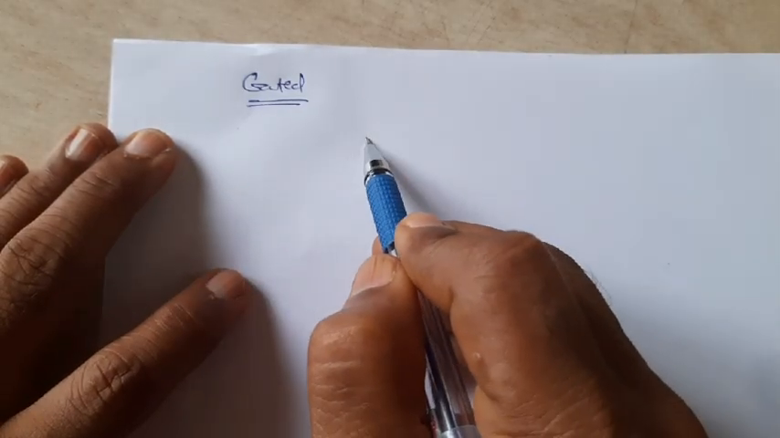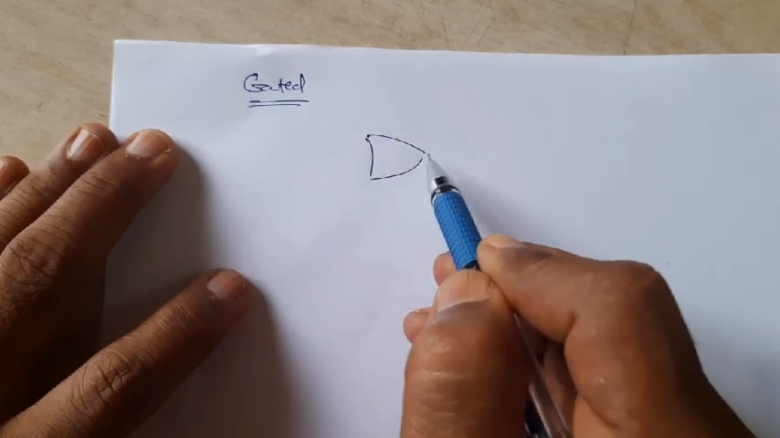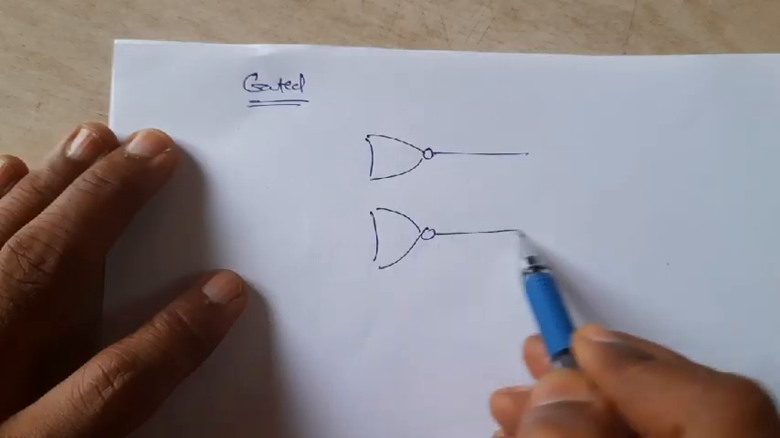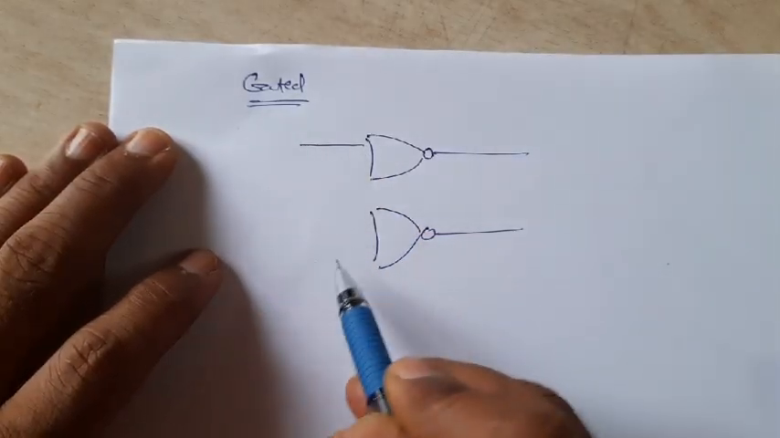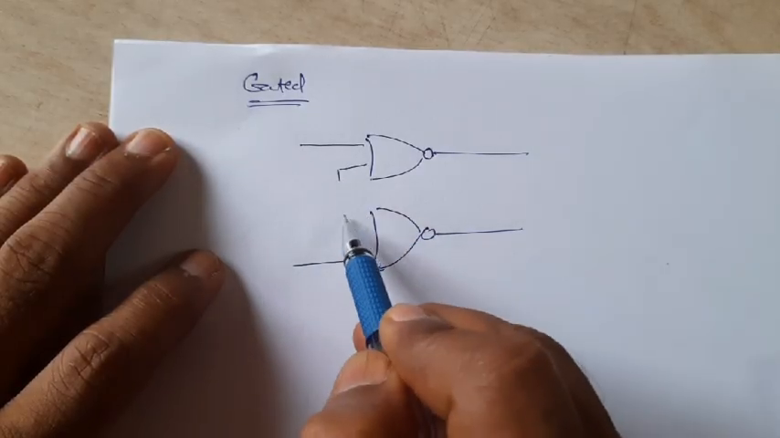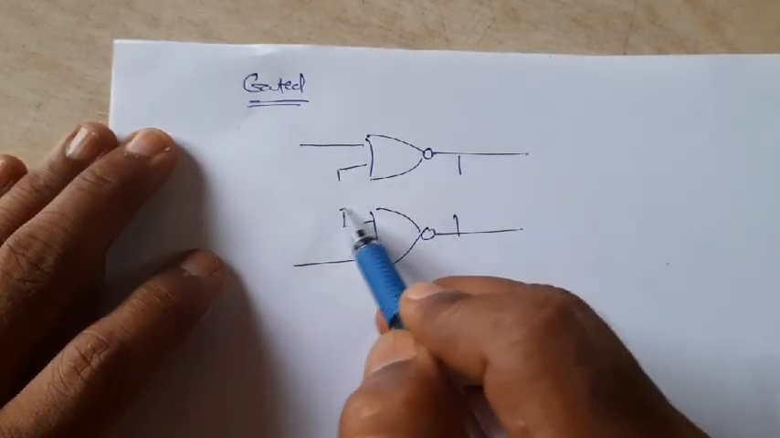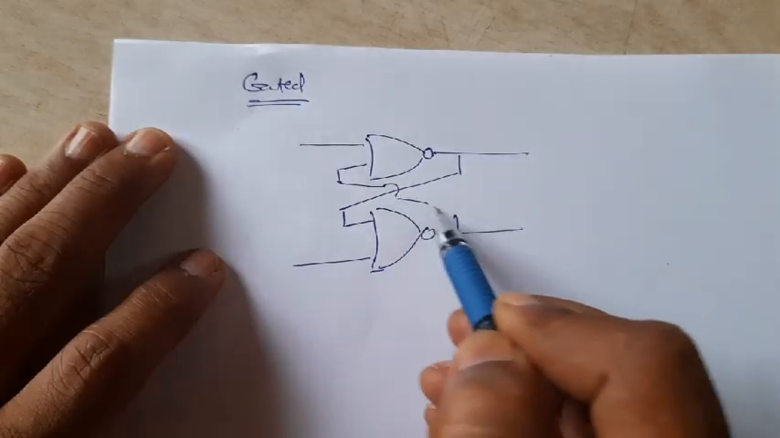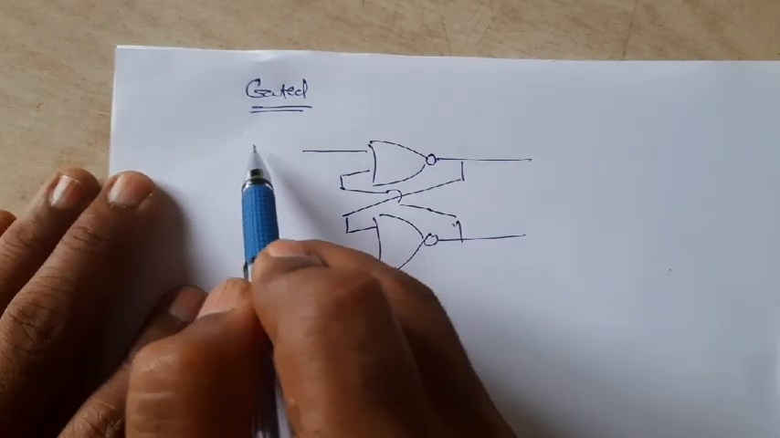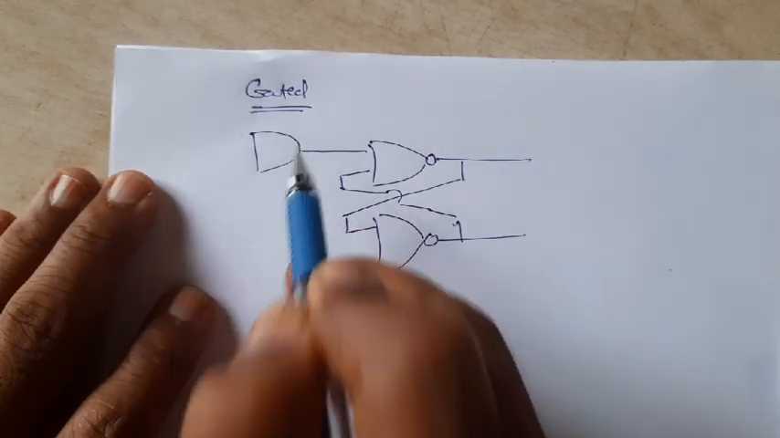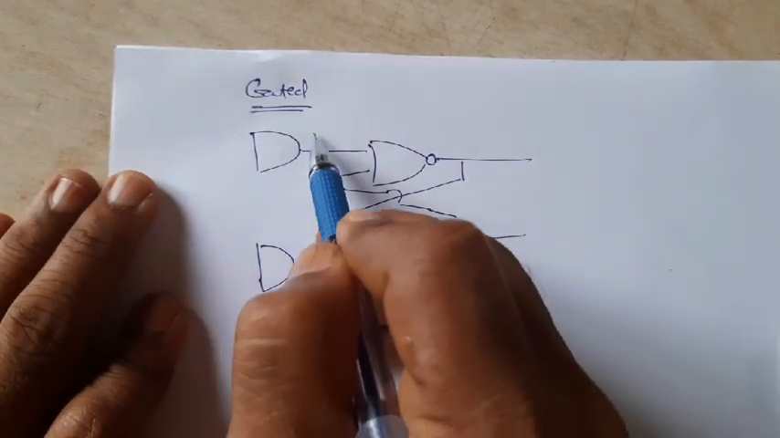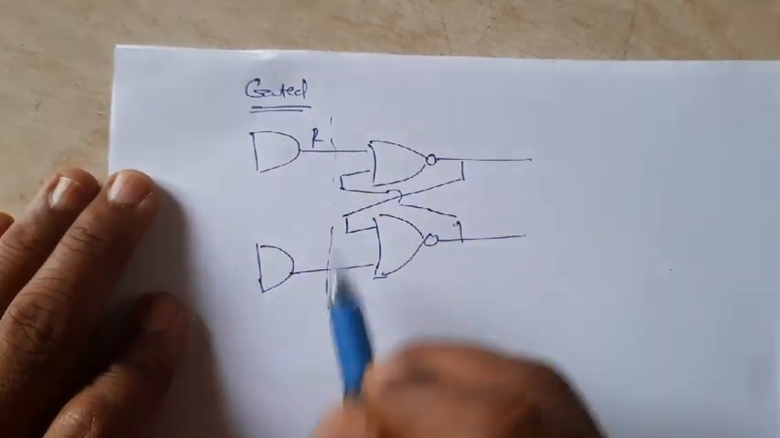I will draw the flip-flop using NOR gates once again. Now this is my flip-flop using NOR gates. Correct? Again I will draw the cross feedback, and therefore it is something like this. Then I will add one more part. Here I will add the AND gate, meaning the R input is provided to the flip-flop through it.